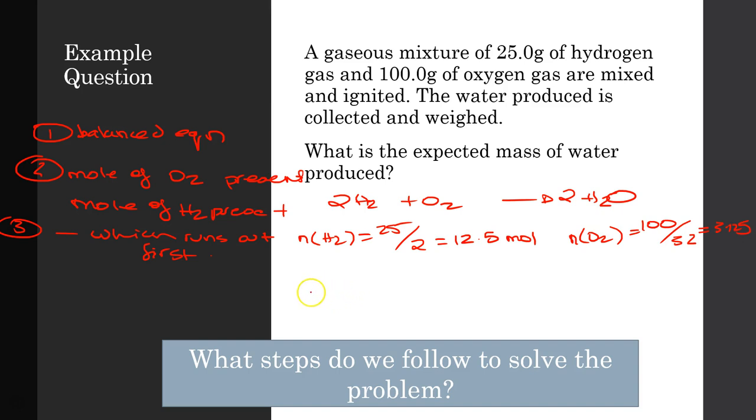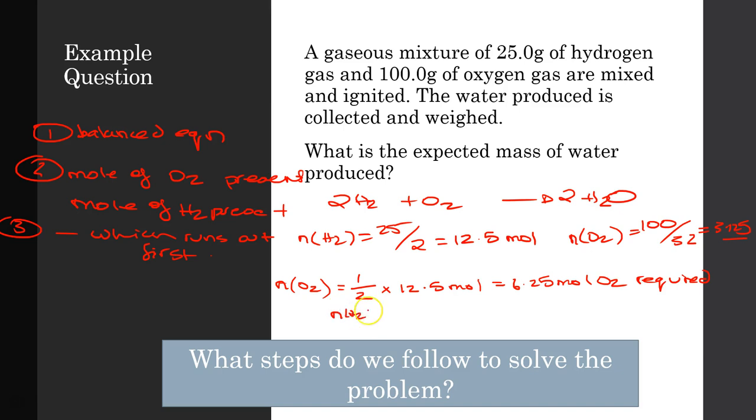Now what we're going to do is work out how much we would need based on the number of mole of hydrogen. So I'm going to work out, if I had that amount of hydrogen, how much oxygen would I need? So what I want over what I've got, multiplied by my number of mole of hydrogen. So this means I'm going to need 6.25 mole of oxygen to work with that much hydrogen. And if we have a look, I don't have that much. What I have is 3.125 mole.